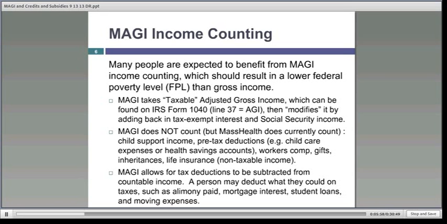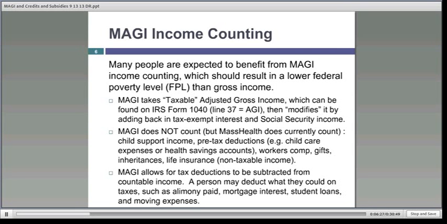Today, there's some things that are counted that MAGI will not count. So in the future, for MassHealth, MAGI will not count child support income, any pre-tax deductions like child care expenses or health savings account, things that are taken out of someone's paycheck ahead of time, workers' comp benefits, gifts, inheritances, anything that's not taxable is not going to be counted towards somebody's MAGI, with the exception of some of the things we mentioned before, like Social Security income and some tax-exempt and some other interest that we want to add back in.